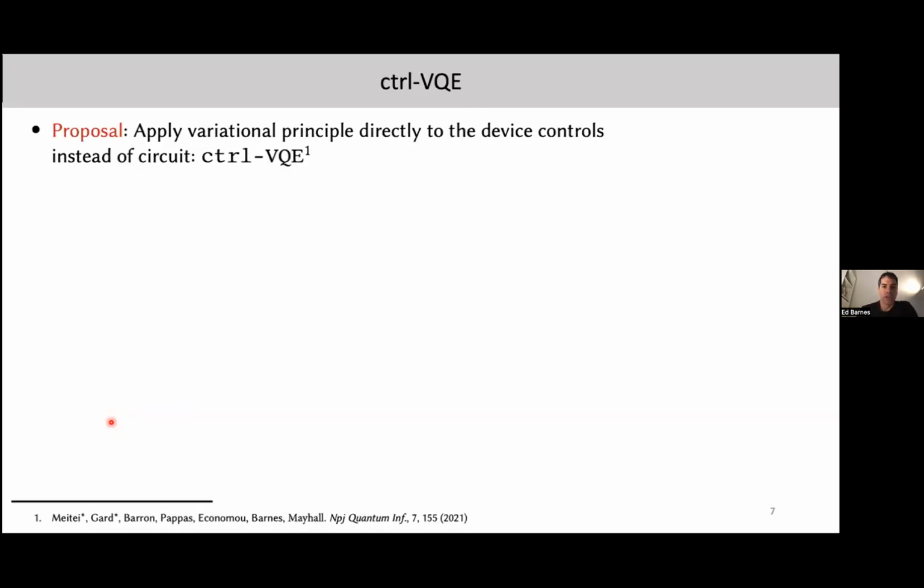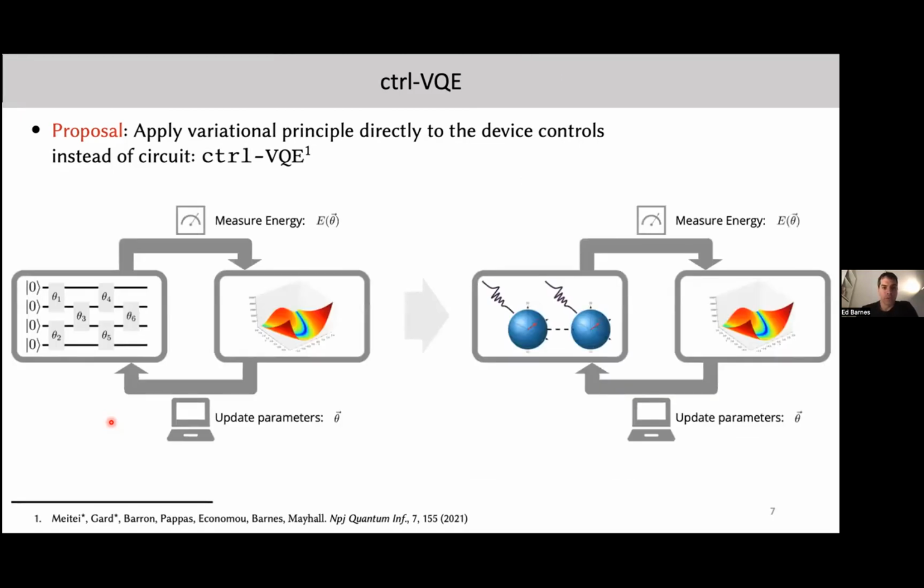So this is what led us to think about this control VQE algorithm. So can we apply the variational principle directly to the device controls instead of using it to form a circuit based on gates? So the idea is similar to what we talked about previously for variational algorithms. So we still want to use a quantum computer together with a classical computer to systematically update the state living on the quantum processor in an iterative way until the energy is minimized as much as possible. But instead of building up a circuit on the quantum processor gate by gate, we're going to instead build up waveforms applied to the qubits in the processor step by step.